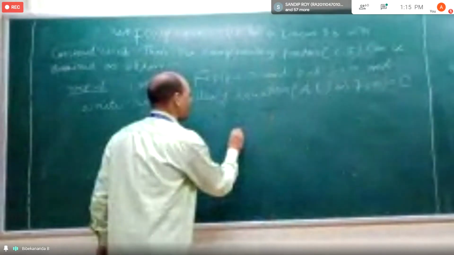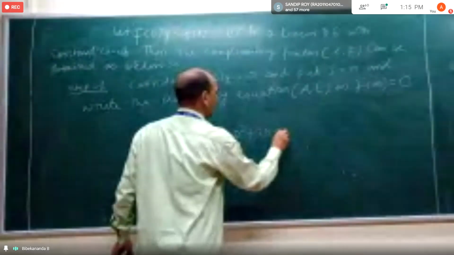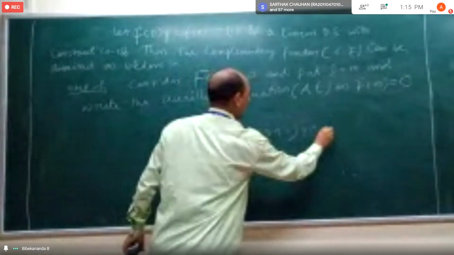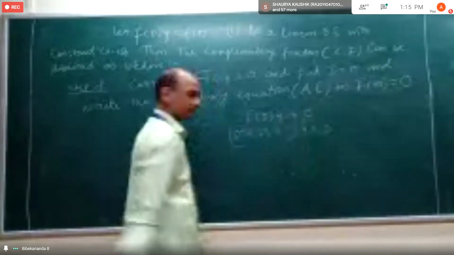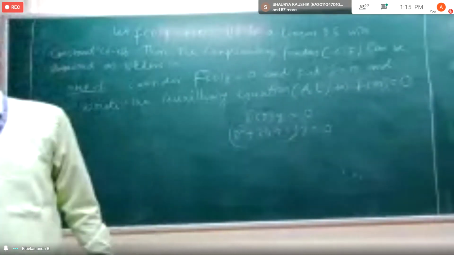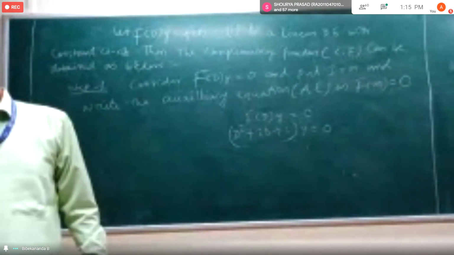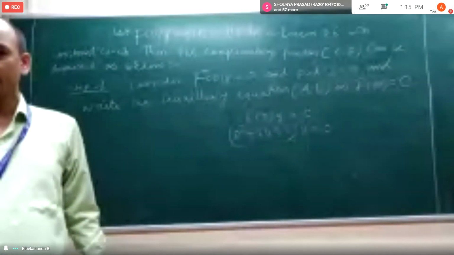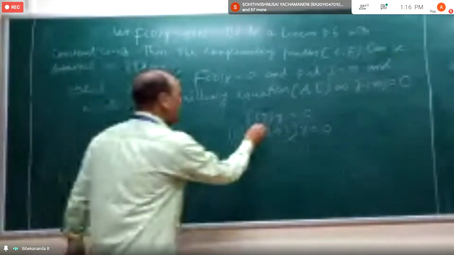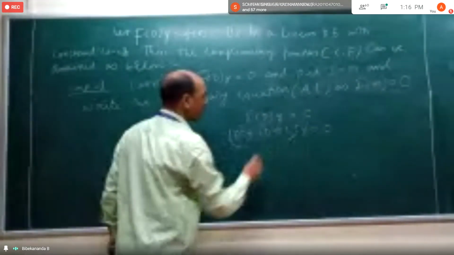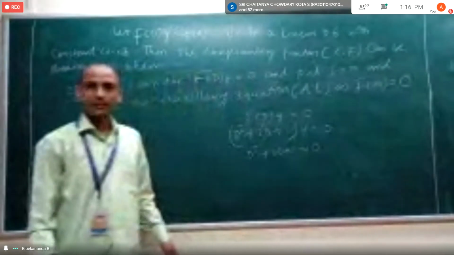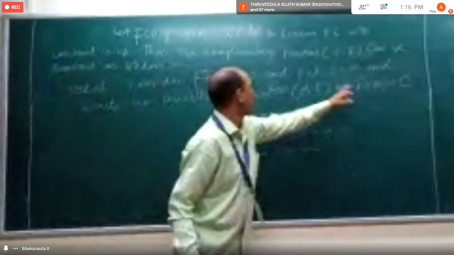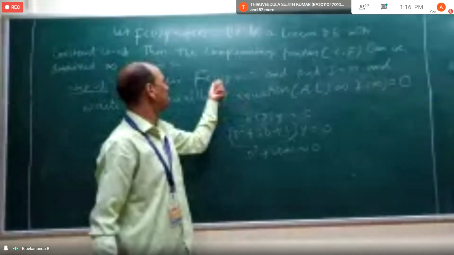For example, if I have (D square plus 2D plus 1) y equal to 0. So here my f(D) y equal to 0. Can you tell me what is my f(D)? D square plus 2D plus 1. So f(D) is nothing but D square plus 2D plus 1. So I can consider D square plus 2D plus 1 equal to 0. That is the meaning of f(D) y equal to 0 means f(D) equal to 0.